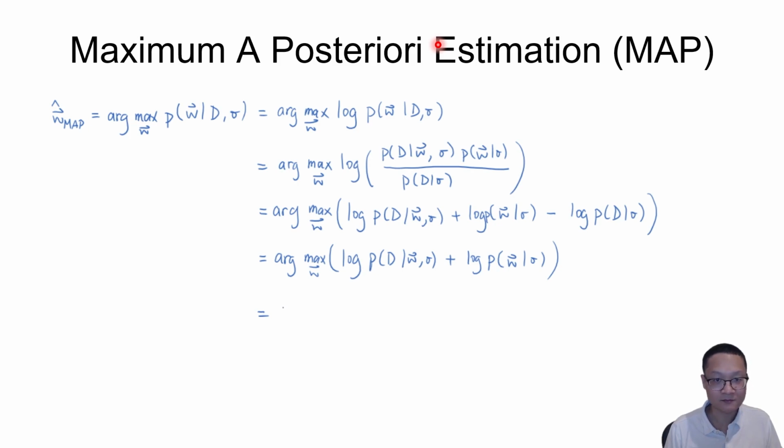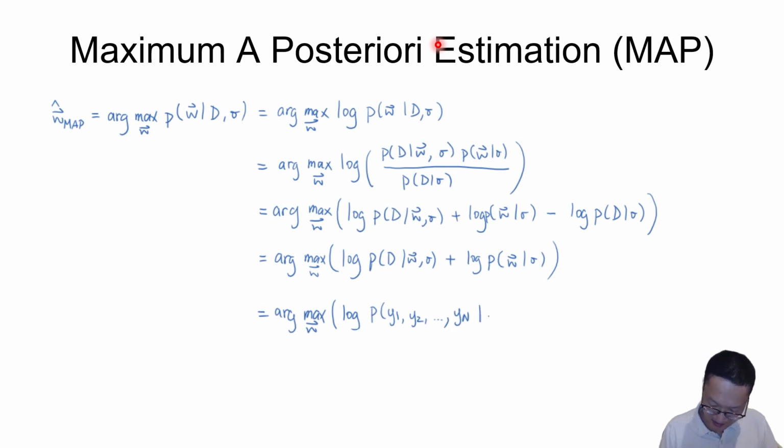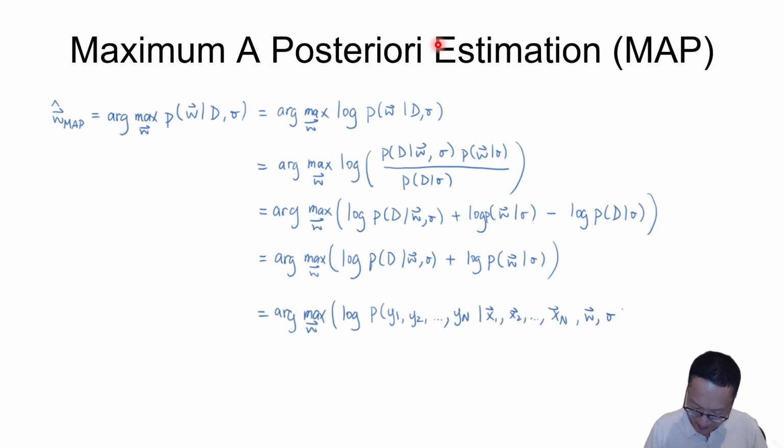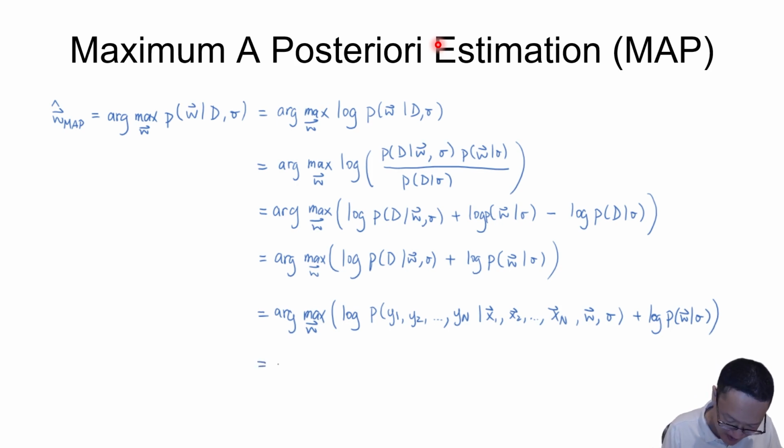Okay, so let's write it down. Let's just continue simplifying. So this is going to be the log of the probability of seeing y1, y2, up to yn, the number of data points, given our input observations x1 up to xn, and of course, given our parameters as well. Plus the log of our prior distribution, P of W given sigma. I guess we have already seen this before.